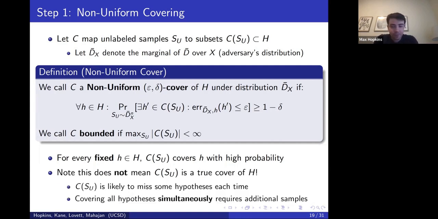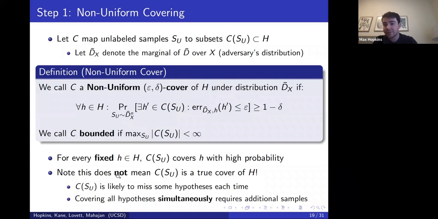And I want to make very explicit the fact that this guarantee does not mean that CSU is actually a cover for H. A subset is a true cover for H if for every hypothesis in H, it has something close to it. So for every H in H, CSU should have something close to it, that's called a cover. This object is not a cover. It's not necessarily a cover.